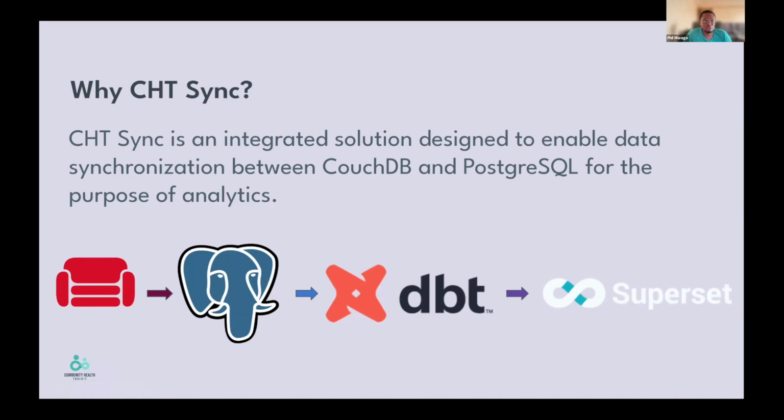Basically it's just a way of transforming this data from CouchDB all the way to Superset, and it needs to be up to date. Sometimes when you have a lot of data, or you've been running projects over a long period of time, there's an issue with synchronization, and some dashboards may be out of date. This is solved by having CHT Sync.